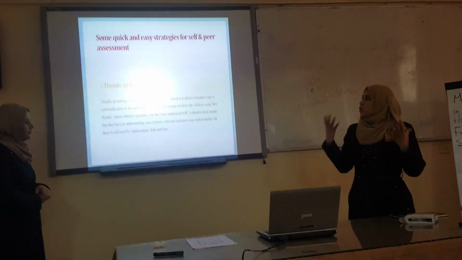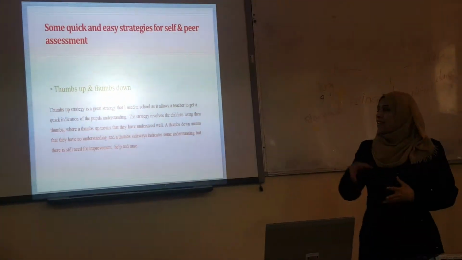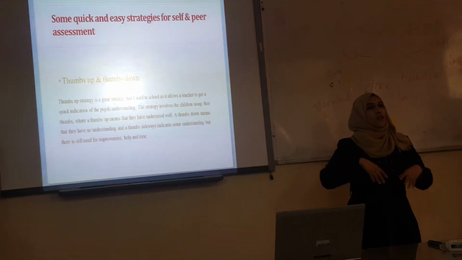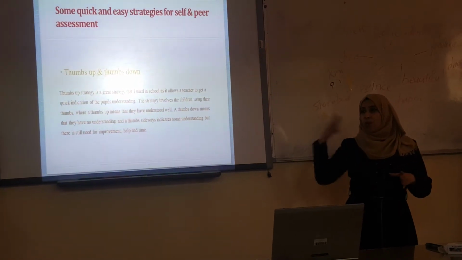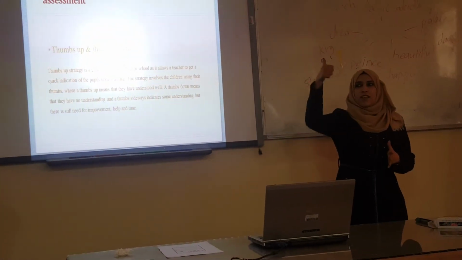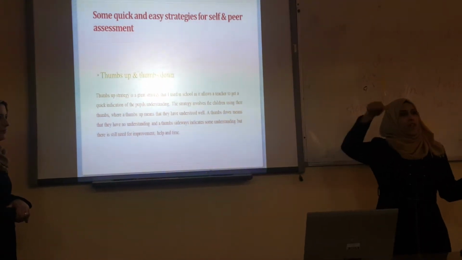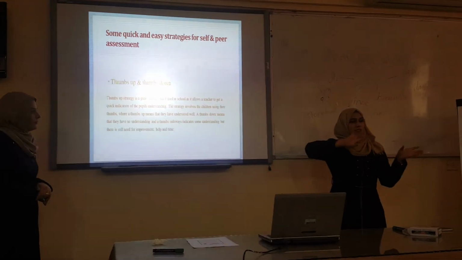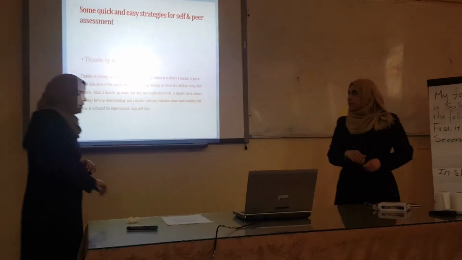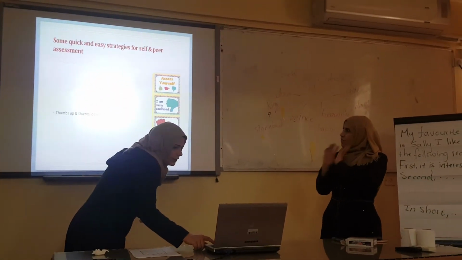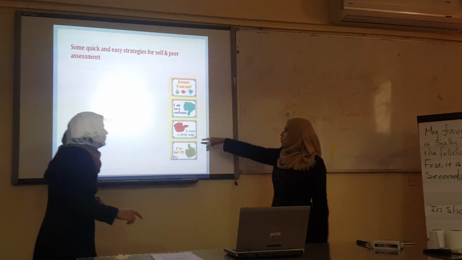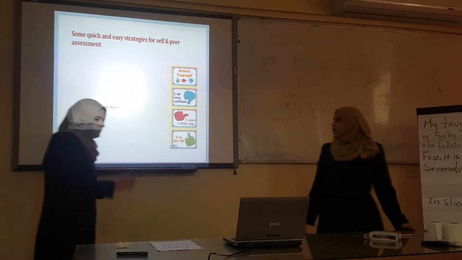The second strategy is thumbs up and thumbs down. What is distinguished about this strategy is that it can give immediate indications to the teacher whether the students get the point or not. So they can raise their thumbs up if they understand the point, thumbs down if they don't understand it, thumbs sideways if they understand some part of the lesson. Here is how you can do it, the formula.